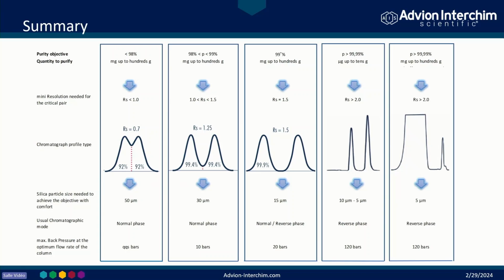At the opposite, if you need to reach more than 99.99% purity, you need to have 2 for the resolution. And in this case, you will generally use preparative column in reverse phase packed with 5 microns particle size that will generate more than 100 bars of pressure.